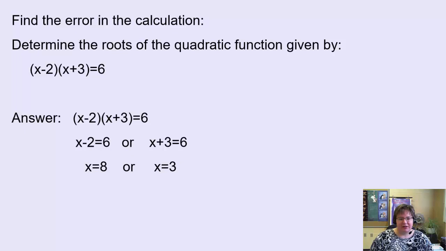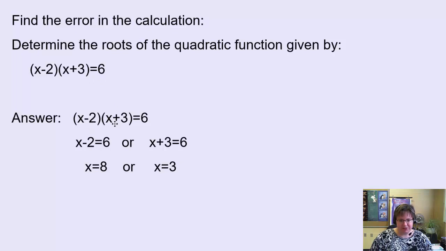It says find the error in the calculation. And the question was determine the roots of the quadratic function given by this. And this is what the student answered. So this function right here is a quadratic equation. They've given it to you in factored form with the two x-intercepts in the brackets. And they said that the whole thing is equal to 6.